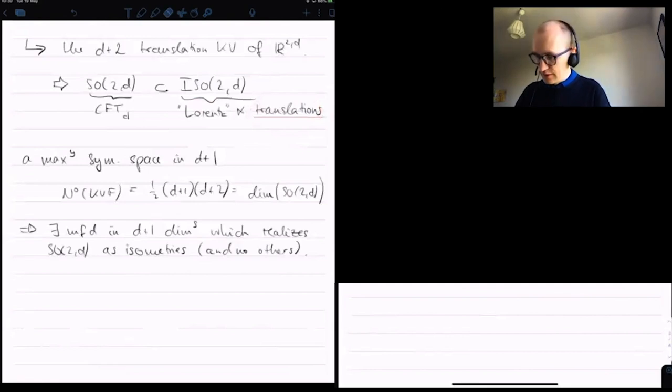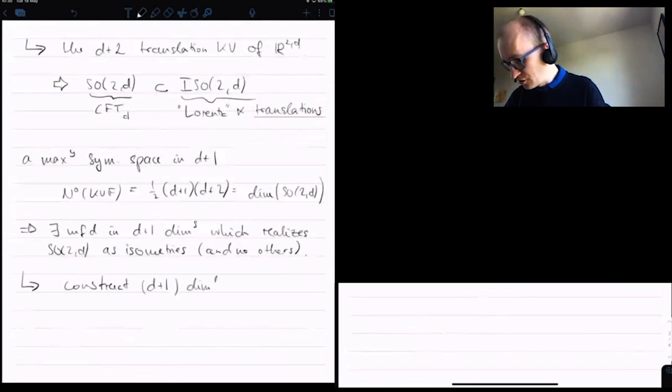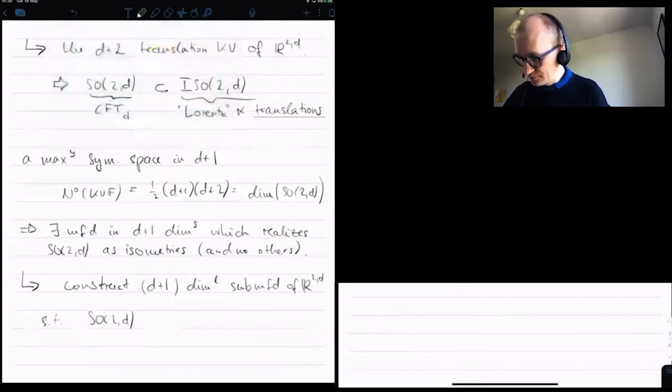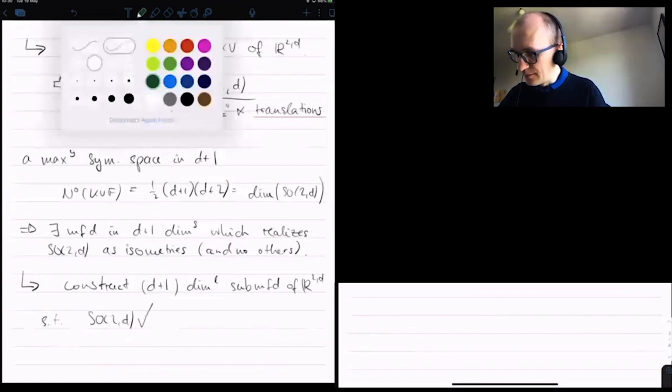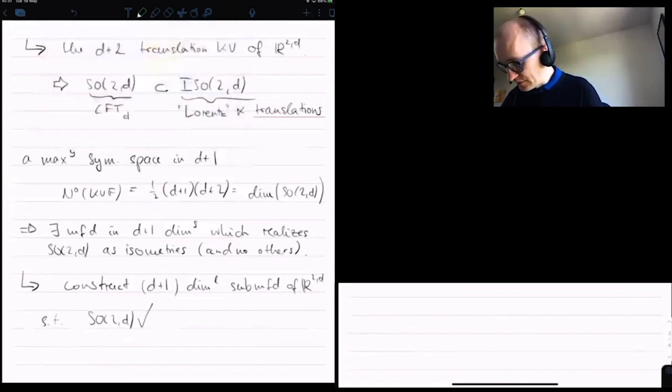So we will construct a D+1 dimensional submanifold of R^{2,D}, such that this SO(2,D) is preserved, but the translations, let's call it P in 2,D, the translations of R^{2,D} are actually broken.